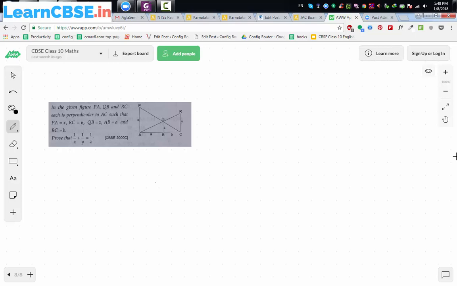PA, QB, and RC each are perpendicular to AC. Okay, PA, QB, RC, all of them are perpendicular to the AC line, such that PA length is X, RC length is Y, and QB length is Z. And BC length is given as B and AB length is given as A. Okay, we need to prove 1 by X plus 1 by Y equals 1 by Z. So we have to choose the triangle in such a way that we can use all this known data.